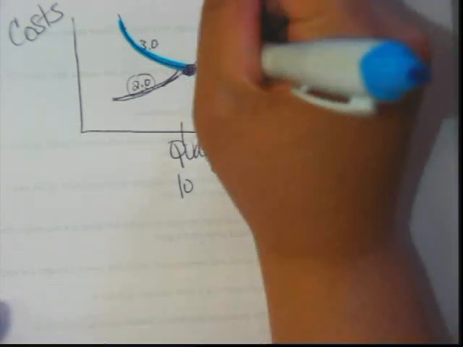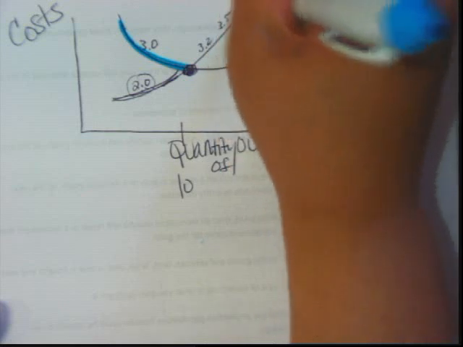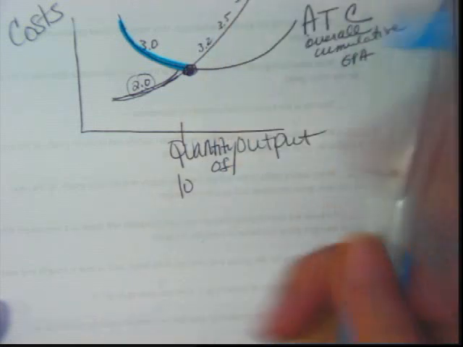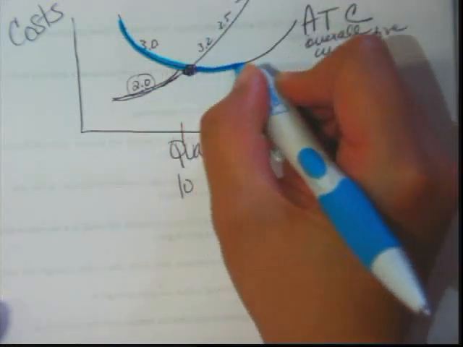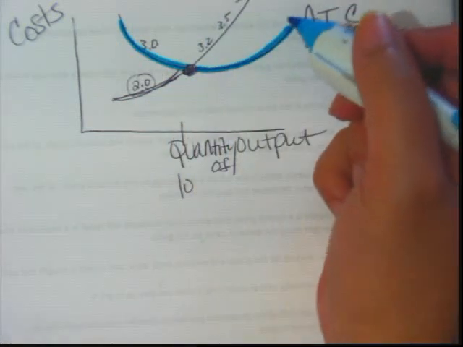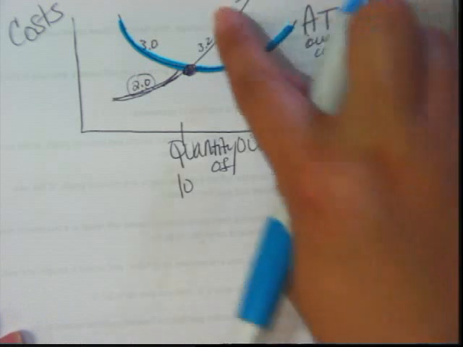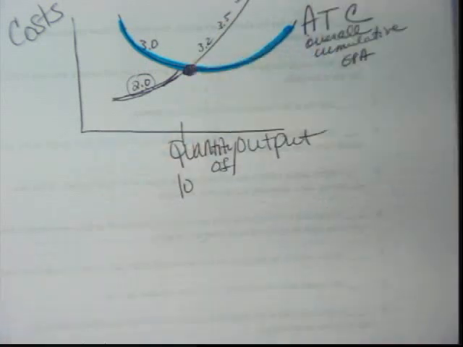But once you start making a 3.2, a 3.5, a 3.7, a 4.0, what are you going to do to your average GPA? You're going to start pulling it up. That's what this slide is saying: when marginal cost is greater than average total cost, average total cost is going to be rising.